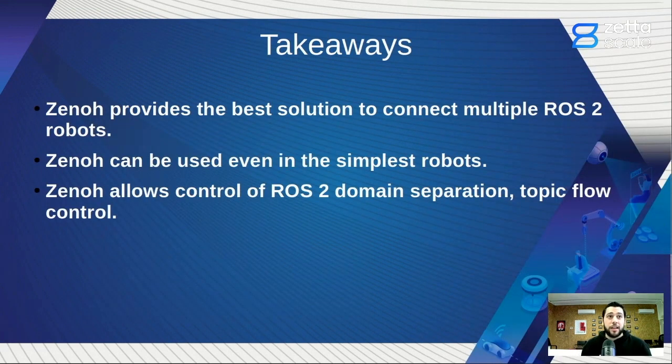And then I want to say a couple of takeaways for this presentation. In my experience, Zenoh provides the best solution to connect multiple ROS2 robots. I was listening to Angelo talk about the off-the-shelf, how it works, ROS2, what do you expect to happen versus what actually happens. And of course, there are many ways you can solve this, but I think Zenoh provides the quickest and best solution available. Another thing that I really like is that Zenoh can be used even in the simplest robots.